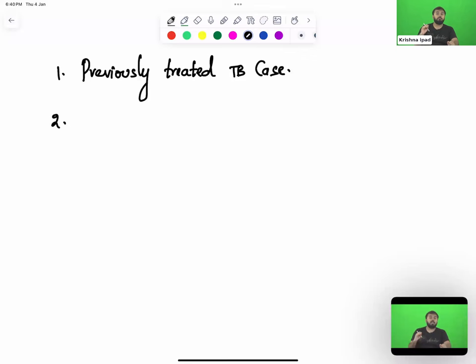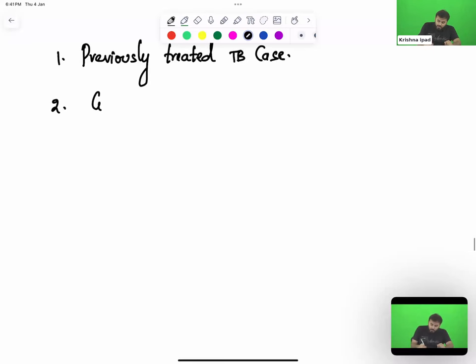Second important thing is that there are some TB patients called MDR TB. MDR means multi-drug resistant TB. No matter whatever drug you give, still that bacteria will not die. So that bacteria is called multi-drug resistant tuberculosis bacteria, Mycobacterium tuberculosis. So if I come in contact with such a patient, I will let you know what these points are which I'm writing over here.